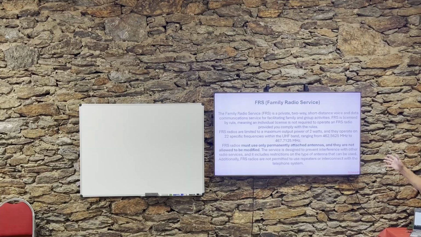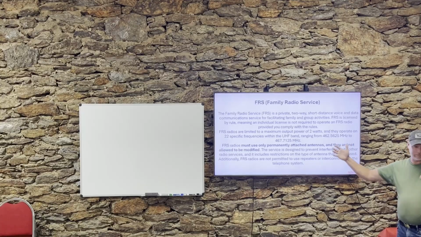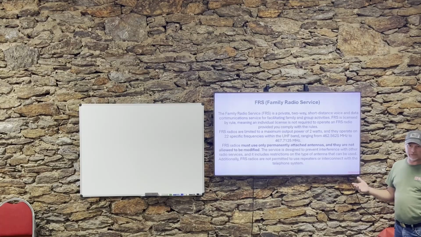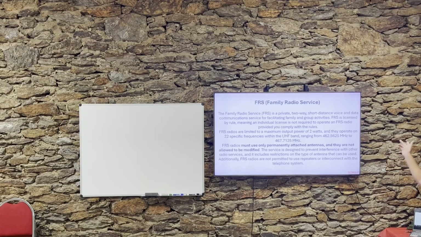All right, so the different types of radio services. The spectrum of radio waves is this big, and it's broken up into sections, and each section has a purpose and a reason for being used. The FRS, Family Radio Service. It is a private two-way short distance voice and data communication service for facilitating family and group activities. FRS is licensed by rule, meaning an individual license is not required to operate an FRS radio, provided you comply with the rules.